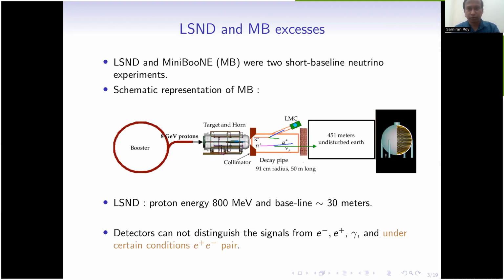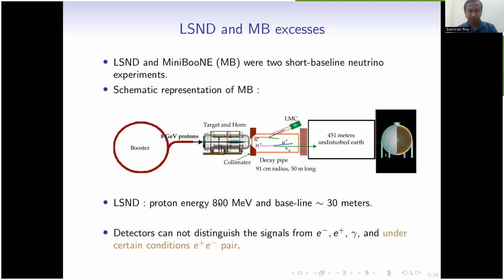LSND and MiniBooNE were two short baseline neutrino experiments. This is the schematic diagram of the MiniBooNE experiment. 8 GeV protons hit the beryllium target and produce charged pions. We can use the magnetic horn to allow either the positively or negatively charged particles into the decay pipe. These charged particles decay to the corresponding charged leptons and produce the neutrino. This neutrino travels 450 meters before reaching the detector.